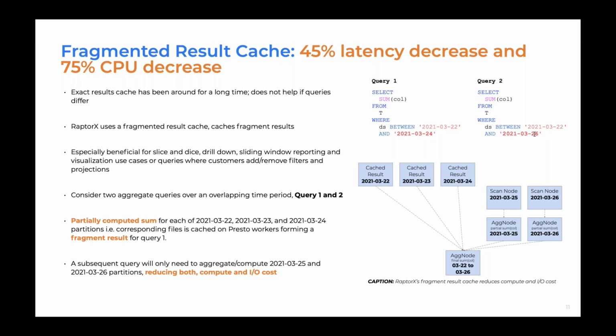If the next time the query request comes for 22 to 26, we only need to scan the data and process the aggregations for 25 to 26, hence saving a lot of processing in this case.